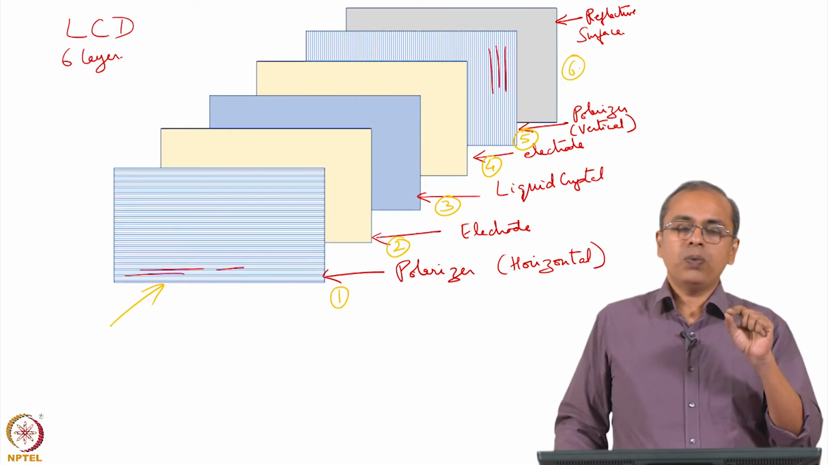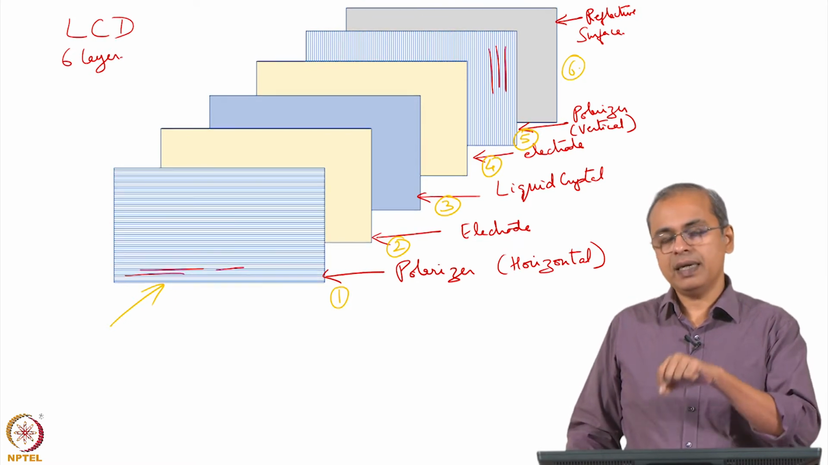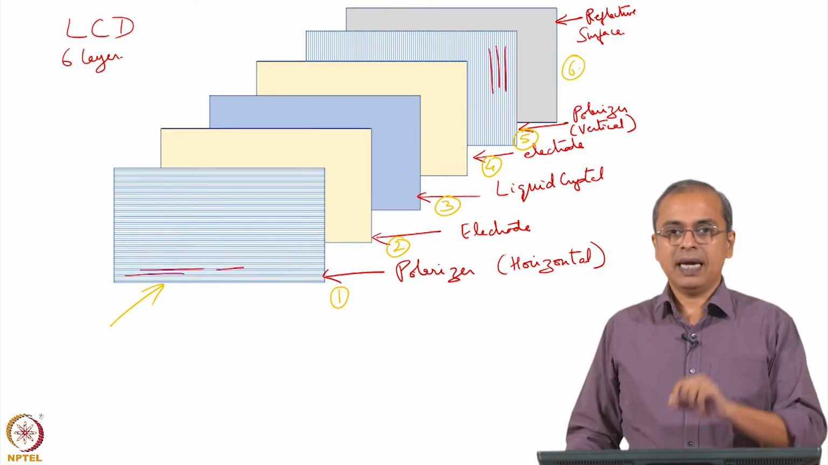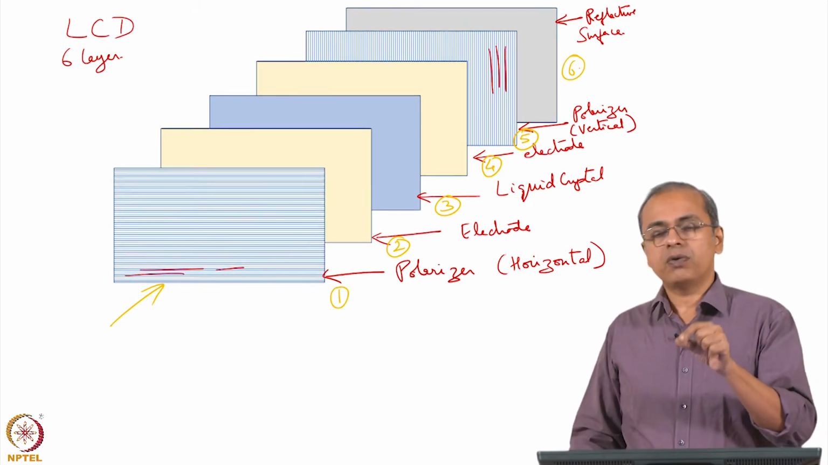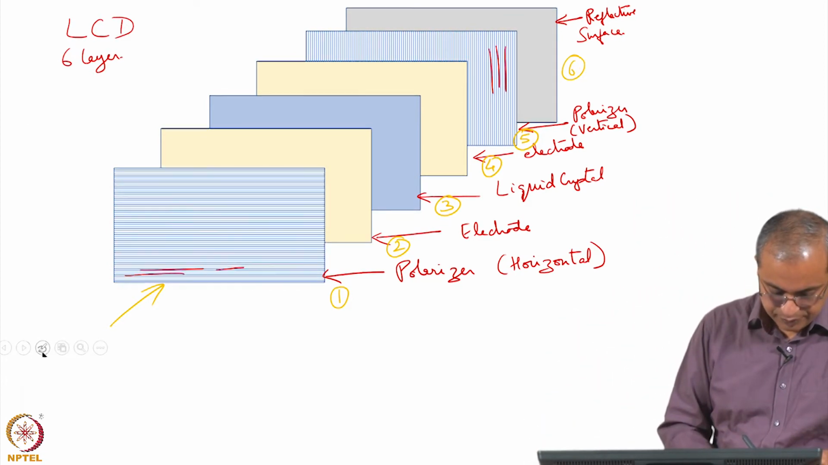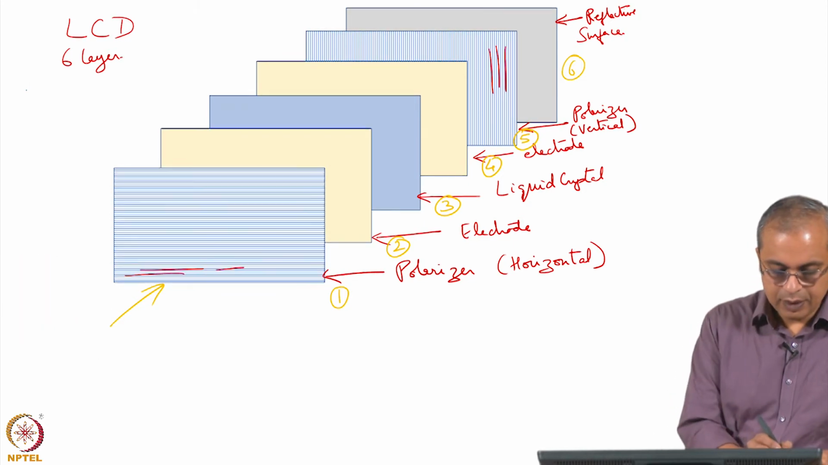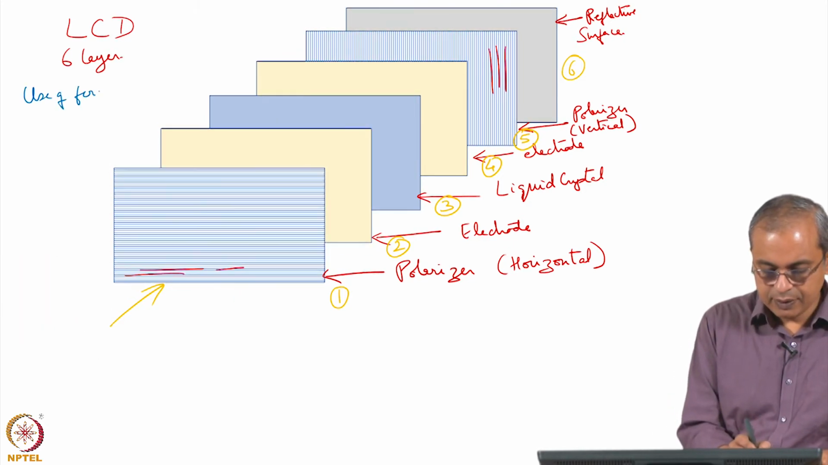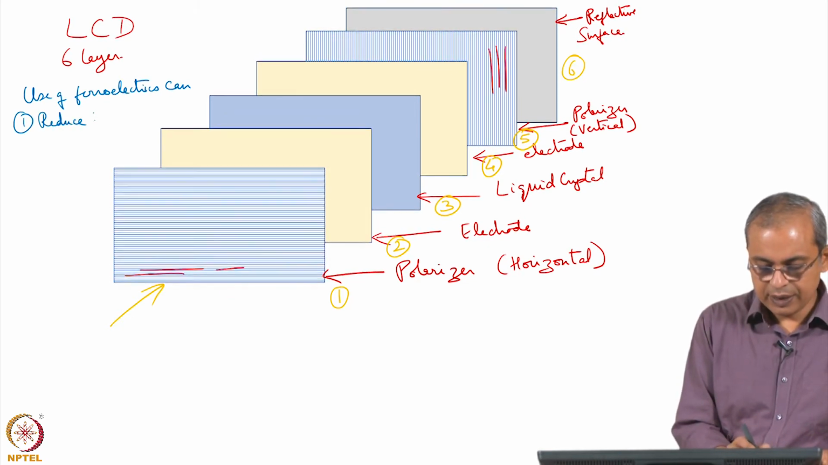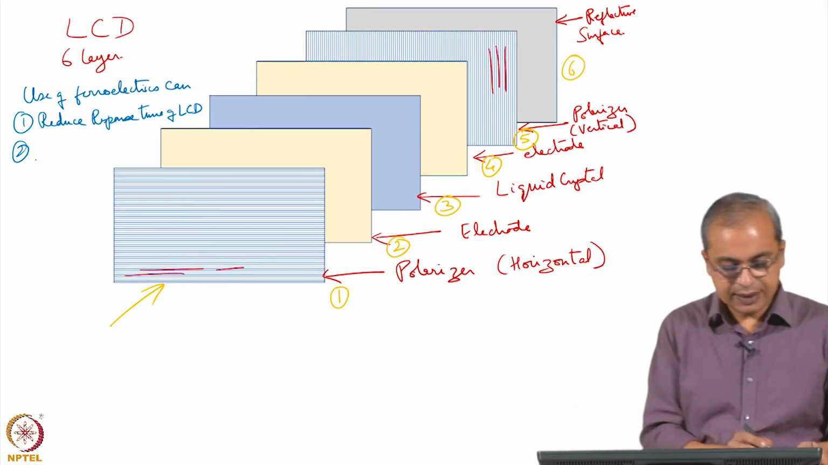Here also, if you want the system to respond faster, it is interesting if you can add ferroelectric nanomaterials to those liquid crystals, and that will help them respond faster, even to minor changes in potential. So, again from the perspective of reducing energy, use of ferroelectrics can potentially reduce the response time of LCD. It will also reduce the amount of energy, power required.